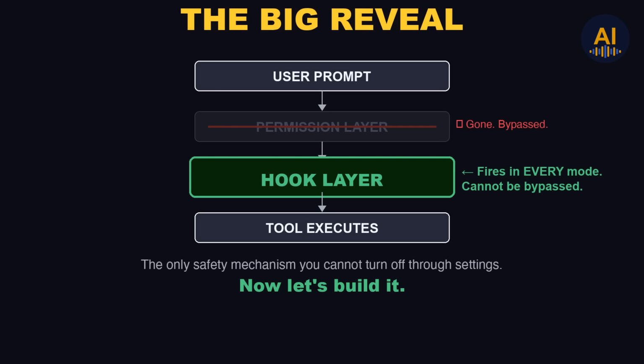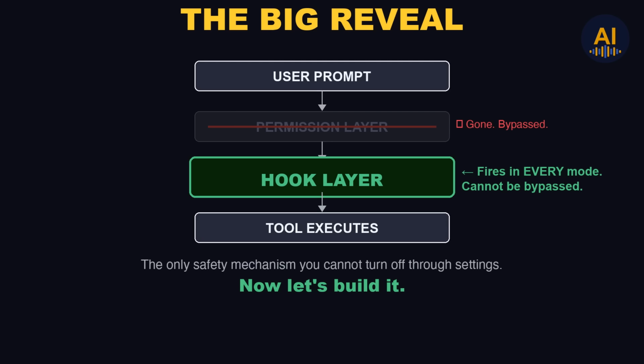Earlier I said you can bypass the permission layer. Here's what actually happens when you do. The hook layer stays. Hooks run below the permission layer, not beside it, below it. When you set Claude Code to bypass all permission checks, the permission layer disappears. The hook layer does not. That means your hooks fire on every tool call, in every mode, always.